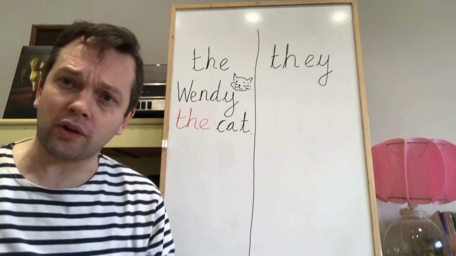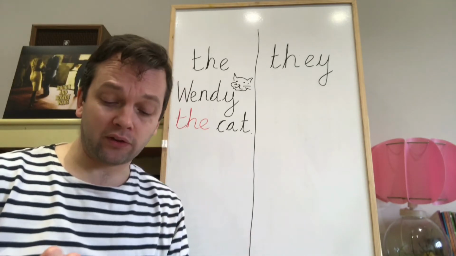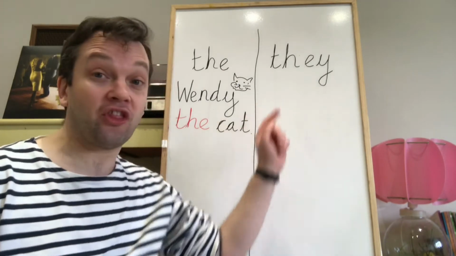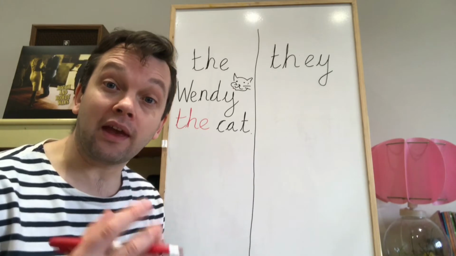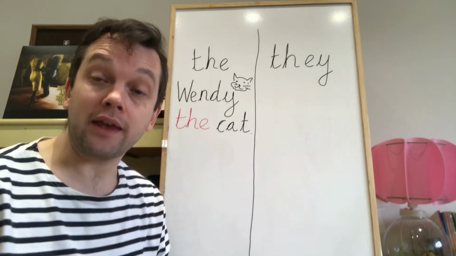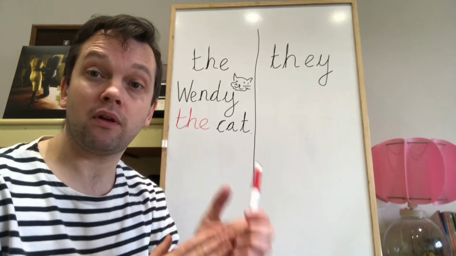They like ice cream. Now, you don't have to write that whole sentence. In fact, all you have to do is write the word they, okay? But you do need to say it. Ready? So let's say it. They like ice cream.